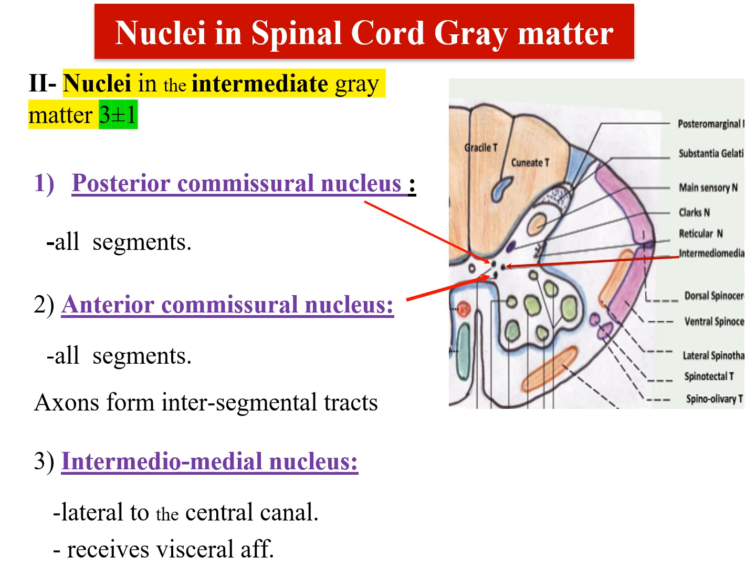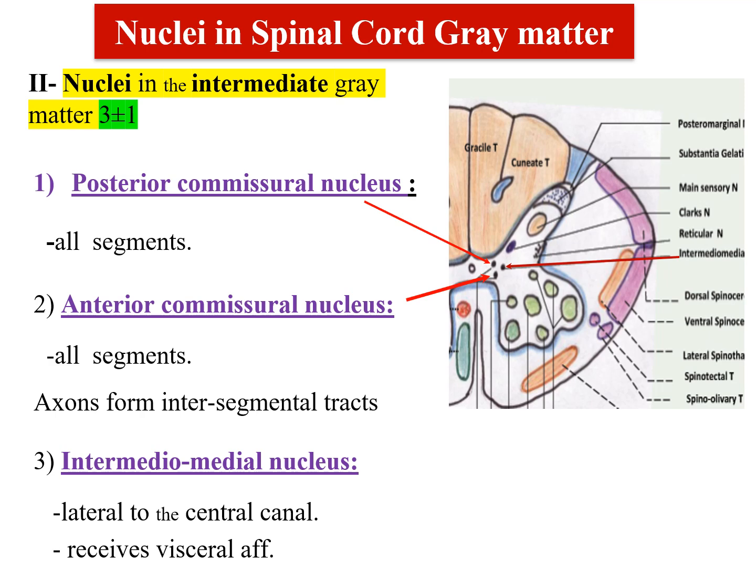Okay. What about the nuclei in the intermediate gray matter? In the intermediate gray matter, we can see 3 nuclei, plus or minus 1. The first one of these 3 nuclei is called the posterior commissural nucleus. Labeled on the diagram here, posterior commissural nucleus. It is present in the gray commissure, but on the posterior aspect, so from its name, it is called posterior commissural nucleus. It is present in all segments of the spinal cord.